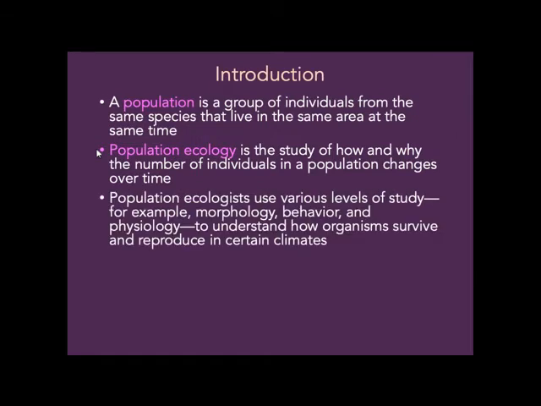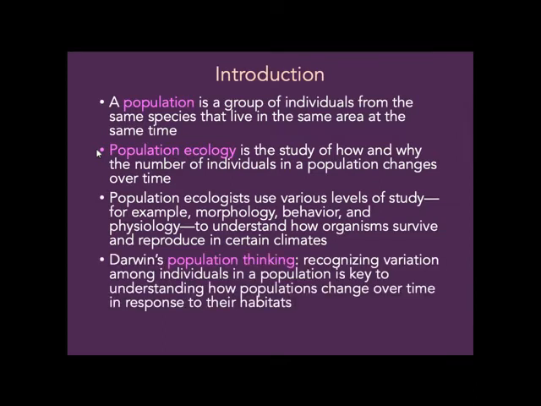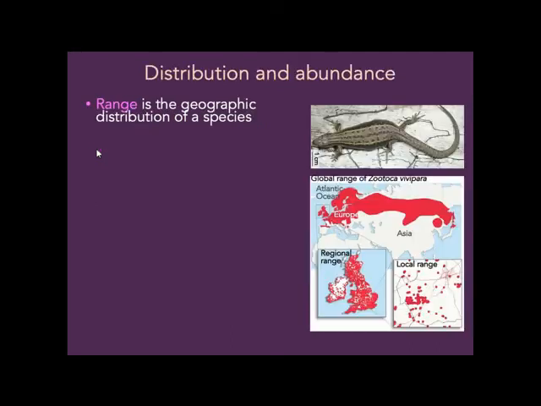Population ecologists use different levels of study. They might look at morphology or behavior or physiology to figure out how organisms are able to survive and reproduce in particular places. We have to think about Darwin's population level thinking and recognize that it's the variation amongst individuals in a population that helps us understand how the population changes over time in response to habitat.